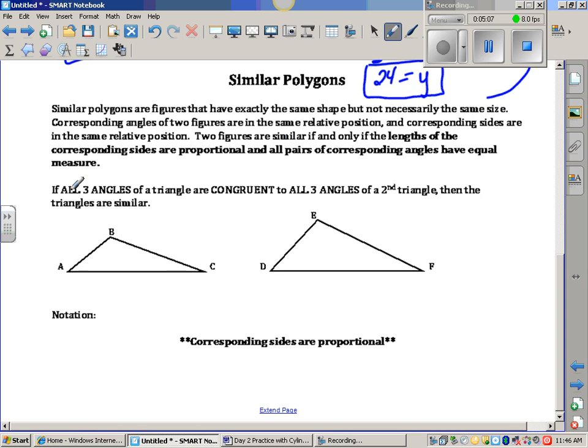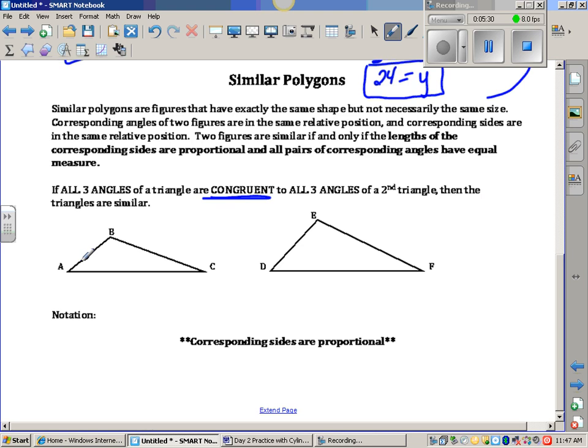there's no way you're going to have the same shape. So if all three angles of a triangle are congruent to the corresponding angles of the second triangle, then the triangles are similar. What I mean by that is, and you guys have seen this notation, but let's go over it quick. All I did is copy and paste ABC to make DEF, but then I made it a little bit bigger.